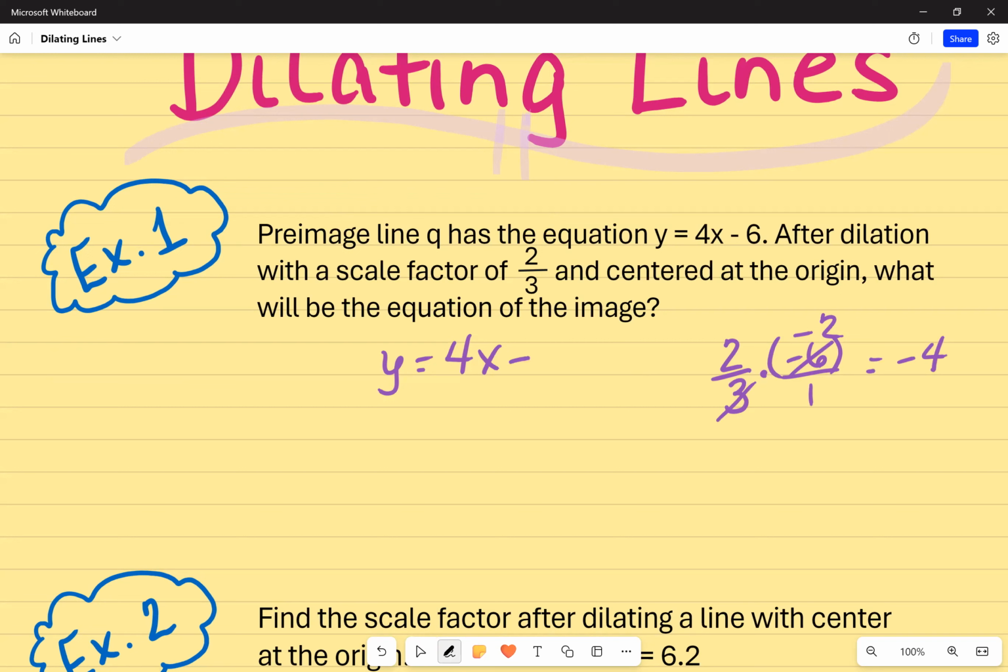So I would just go ahead and put that here, because in slope-intercept form, this is y equals mx plus b. And so we just substituted in the information based off of what was given. So this is my equation.